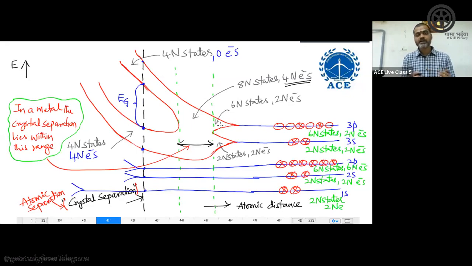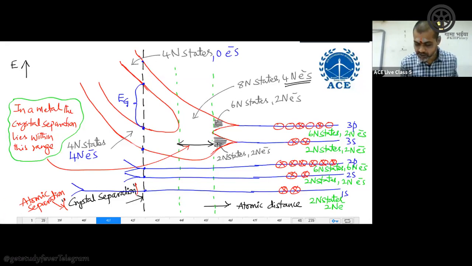So what will happen? There were 6n states at the same energy, but now each state will have a small energy difference, very small. We'll see this in the numerical example also. So what will happen is it is going to split here. Let me indicate here. It's going to split like this, with a very small difference.